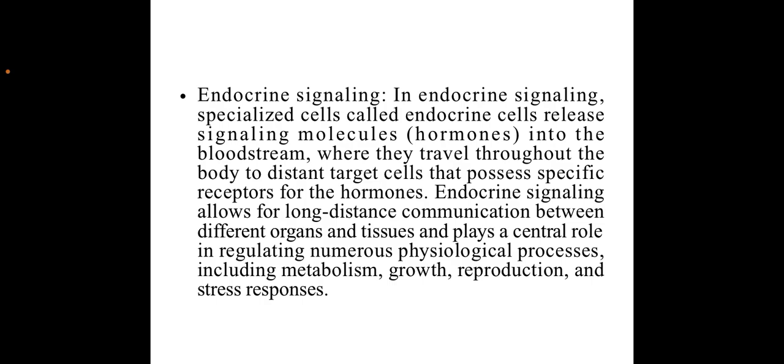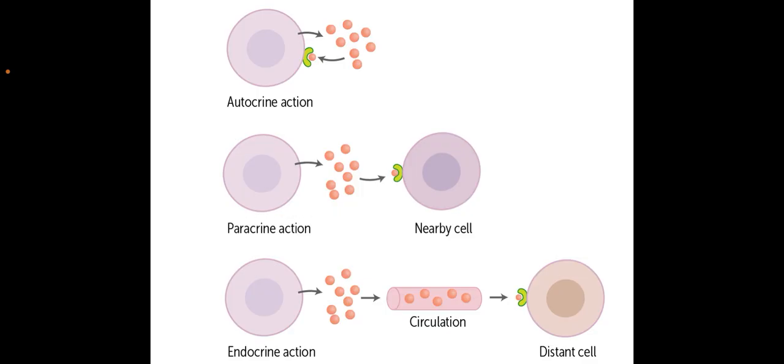In endocrine signaling, specialized cells called endocrine cells release signaling molecules. These are chemical messengers known as hormones into the bloodstream, where they travel throughout the body to distant target cells that possess specific receptors for the hormones. Endocrine signaling allows for long distance communication between different organs and tissues and plays a central role in regulating numerous physiological processes, including metabolism, growth, reproduction, and stress responses.